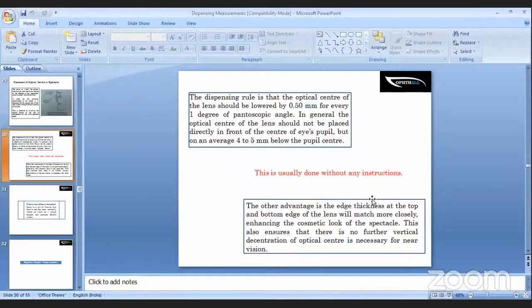Now, this is usually done as a standard procedure. No additional instruction is given to the lab. Lab people know this as a standard procedure. The other advantage of doing this is that the edge thickness in case of minus lenses at the top and bottom is almost similar. They match, and the cosmetic look of the spectacle is enhanced. This also ensures that there is no further need for vertical decentration of the optical center for near vision, as it is between the distance vision and the near vision.